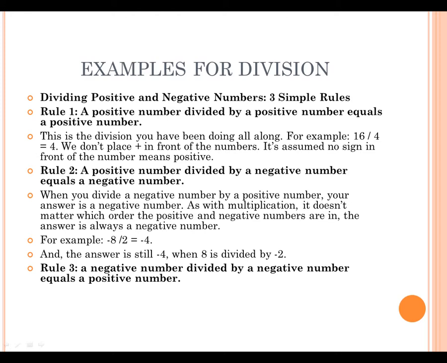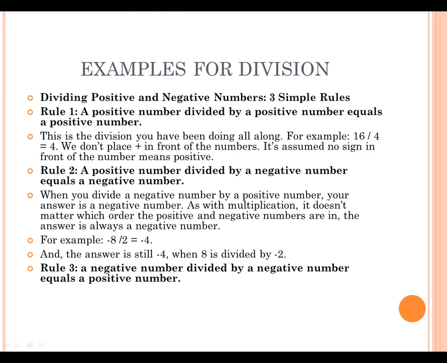The second rule is that a positive number divided by a negative number is equal to a negative number. The rules are just the same as the rules for multiplying. So when you divide a number by a negative number, your answer is negative. As with multiplication, it doesn't matter which order the positive and negative numbers are in, the answer is always a negative number. Here is an example: minus 8 divided by 2 equals minus 4. The minus sign will always be shown.